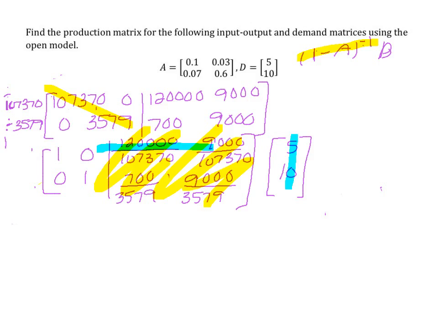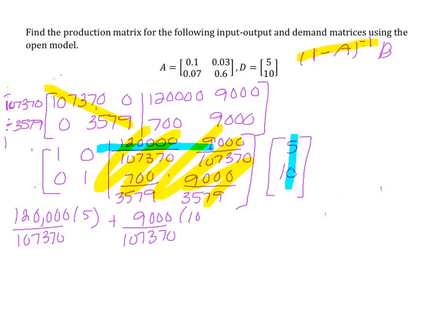And you're going to need to use your calculator to verify some of this information for us, okay? So don't be shy. Pause as you need and figure it out as we go here. So multiply that by 5. Add that to 9,000. And we're going to get some decimals here. So if you were to use your calculator and take 120,000 by 5, you're going to get an even bigger number, and then divide that by 107,370, we're going to get 5.588.